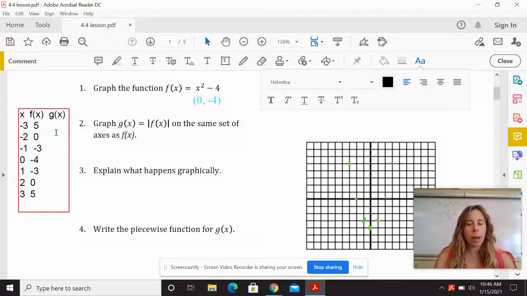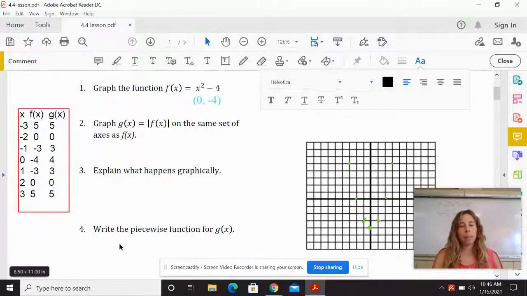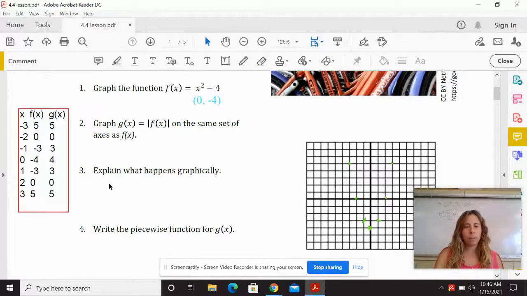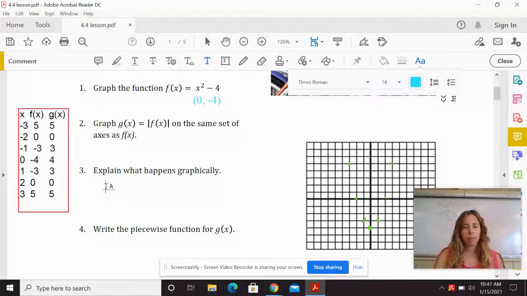If your y values are positive, they stay the same. 0. Negative 3 becomes 3, negative 4 becomes 4, negative 3 again becomes 3, and then 0 and 5. So it turns everything positive. That's what you would write here. All negative y values turn positive. We're going to graph it, and then we'll add a little bit more onto number 3.